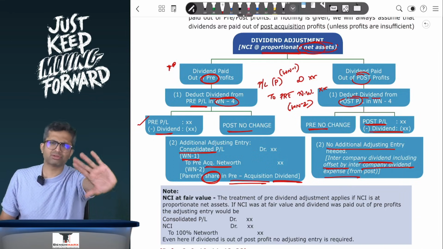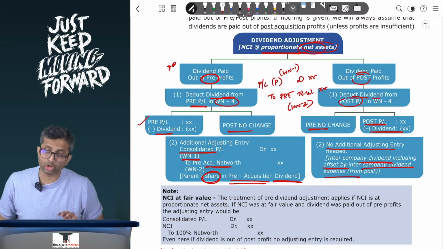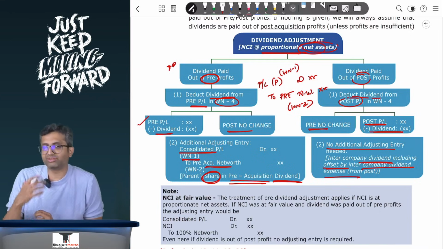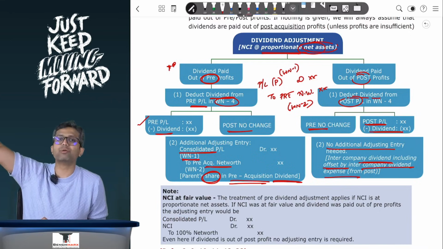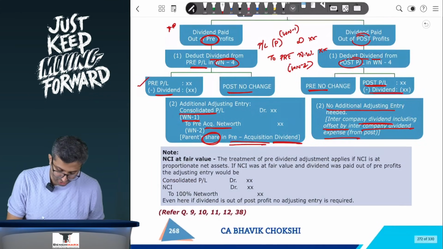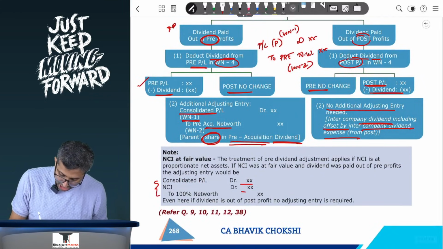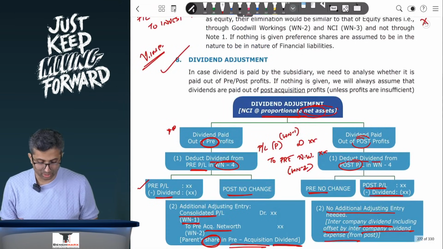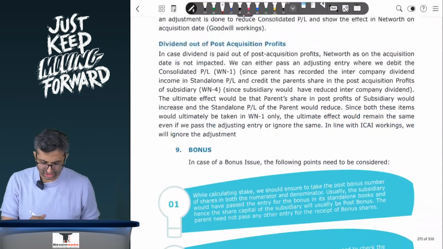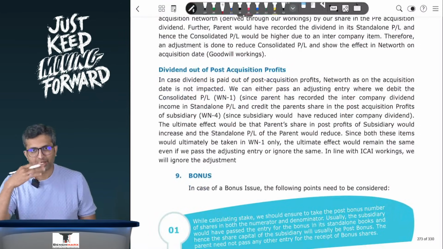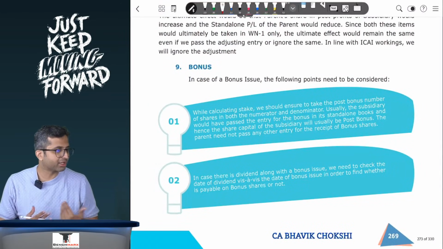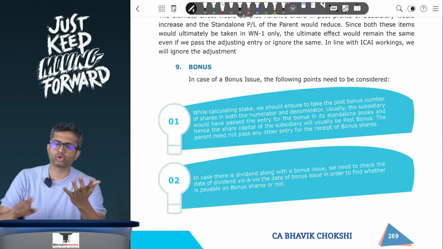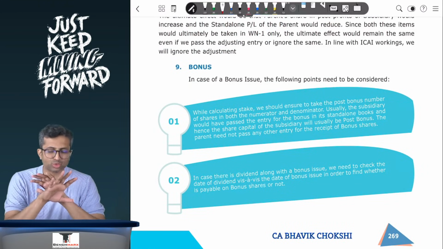Debit consolidated P&L still by 70 because my intercompany income would have been recorded at 70 only, and my NCI, my initial fair value, would have included the dividend. I will have to reduce it. So my adjusting entry would be consolidated P&L account debit, NCI account debit, to 100% of the net worth. If again the dividend is out of post-profits, there is no adjusting entry needed. This is a fairly important adjustment, I would say, regarding dividends. This is the entire rationale given, and a lot of students face difficulty when they do the dividend adjustment. The long story short is, if the dividend is out of post-profits, there is no additional adjusting entry needed.